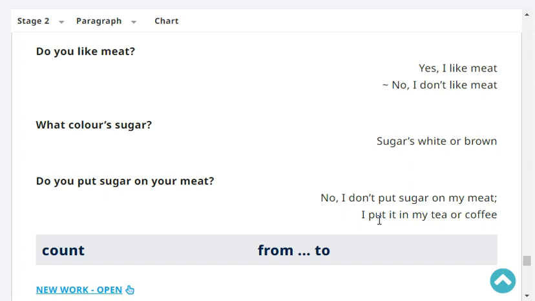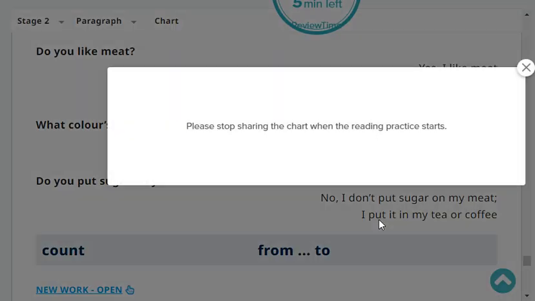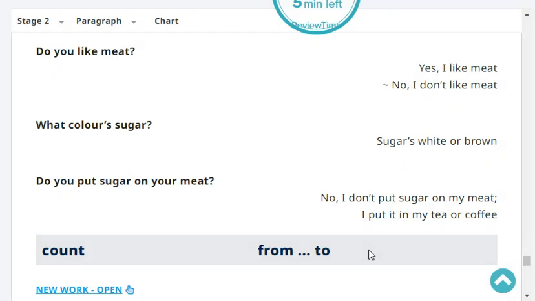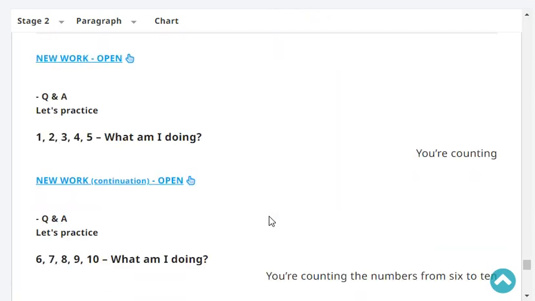Do you put sugar on your meat? No, I don't put sugar on my meat. I put it in my tea or in my coffee. Very good.